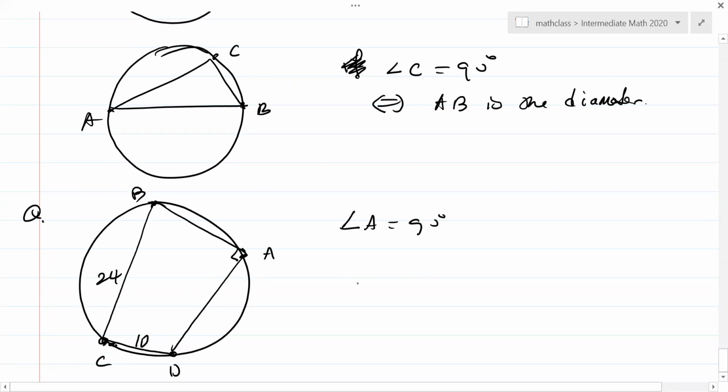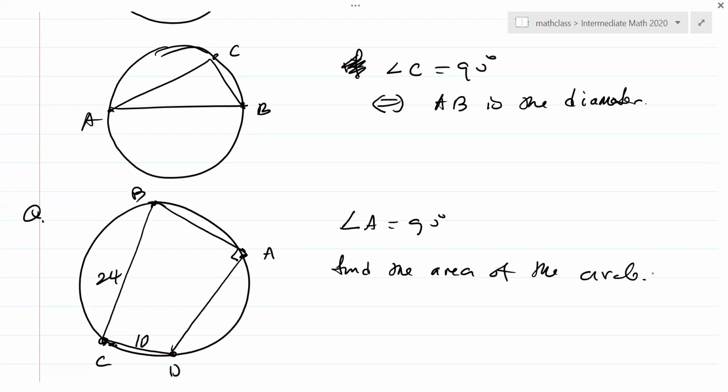Okay, what do we have to find out? We have to find out the area of the circle. Can you do that? Find the area of the circle. Now, to find the area of the circle, you just need to find the radius. But this is a difficult problem, I have to say that. It involves the above properties for circles, and also involves the Pythagorean theorem.